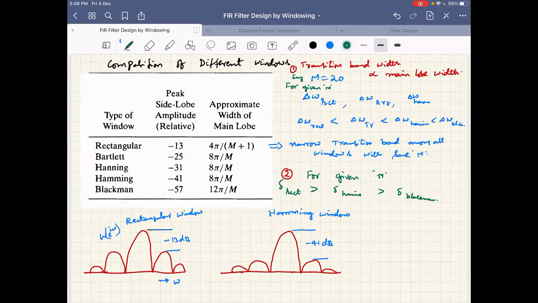So now if we are asked to design a filter, what are all these steps? I will give a small example for the design of a filter.